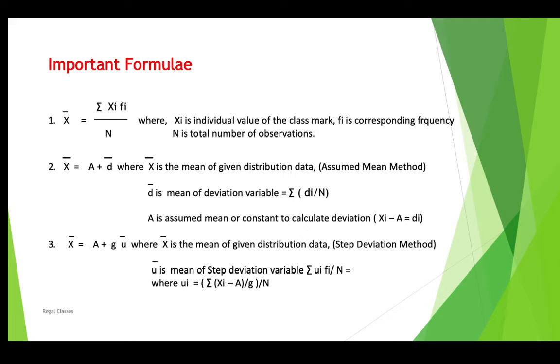Next is the step deviation method, in which you have X bar is equal to A plus g U bar, where X bar is the mean of the given distribution of data, U bar is the mean of step deviation variable, where U bar is a mean of Ui, with Ui equal to Xi minus A upon g.